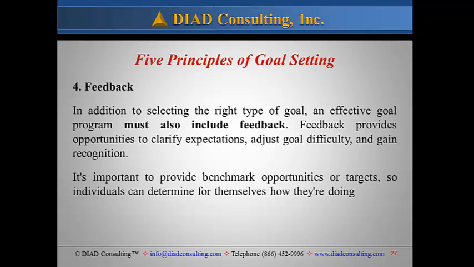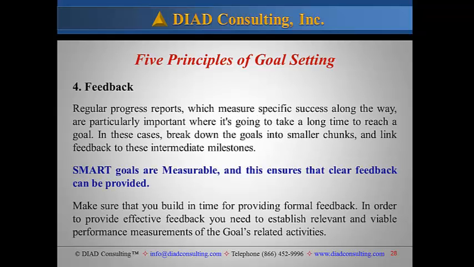Number 4, feedback. In addition to selecting the right type of goal, an effective goal program must also include feedback. Feedback provides opportunities to clarify expectations, adjust goal difficulty, and gain recognition. It is important to provide benchmark opportunities or targets so individuals can determine for themselves how they're doing. Regular progress reports, which measure specific success along the way, are particularly important when it's going to take a long time to reach a goal.